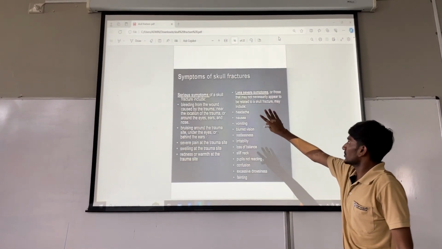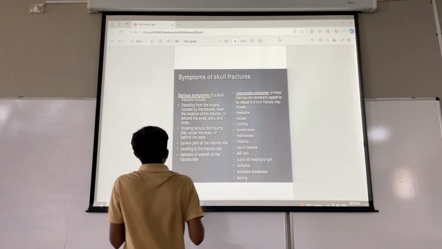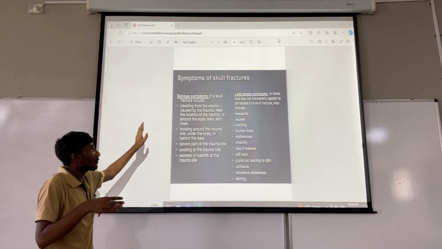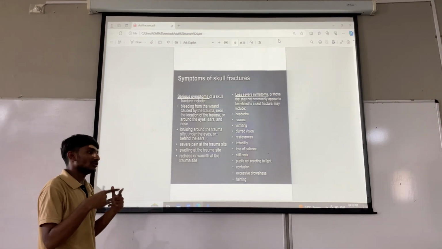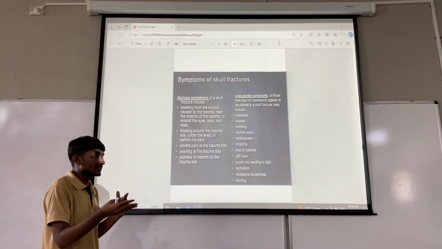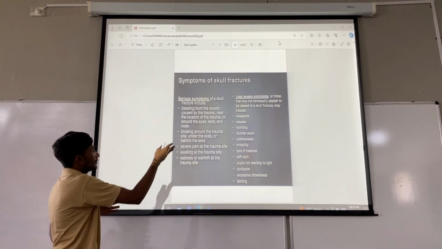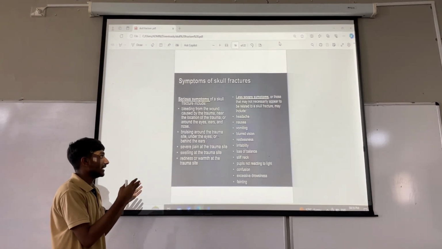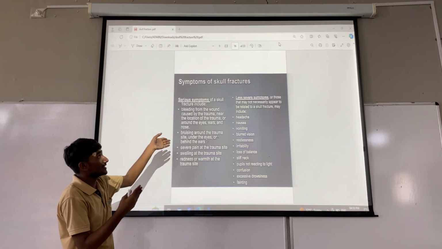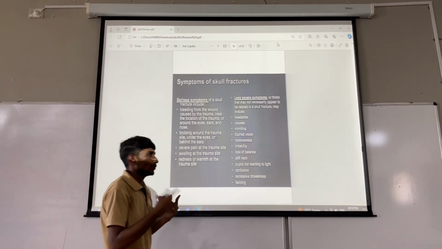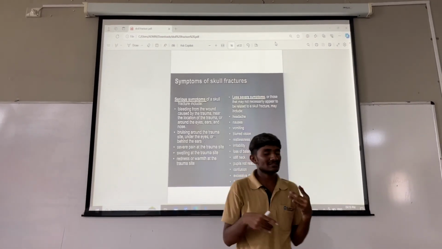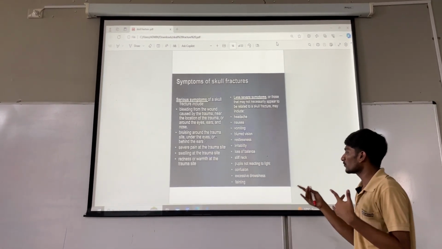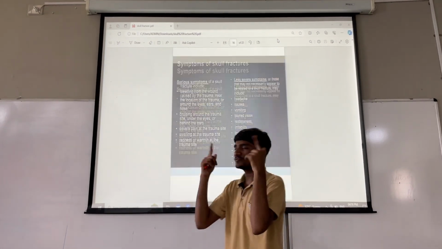Next, symptoms of skull fracture: serious symptoms and less severe symptoms. The serious symptoms are a wound, hypovolemic shock, injury to the eyes, nose and ears, bruising around the trauma site like the face and ear, severe pain at the trauma site, swelling, redness, and wound. Less severe symptoms are headache, nausea, vomiting, blurred vision, restlessness, irritability, loss of balance, stiff neck, pupils reacting to light, confusion, fainting, and excessive drowsiness.